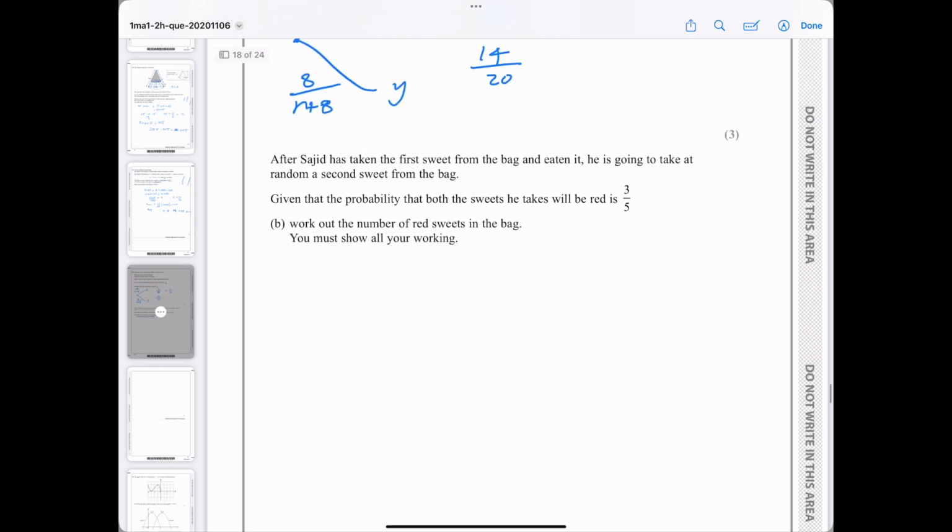After Sajid has had his first sweet from the bag and eaten it, he's going to take a random second sweet from the bag. Given that the probability that both sweets he takes will be red is 3/5, work out the number of red sweets in the bag and you must show your workings.